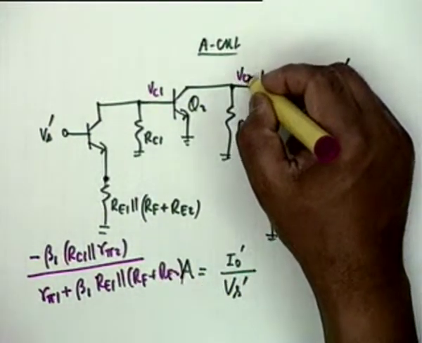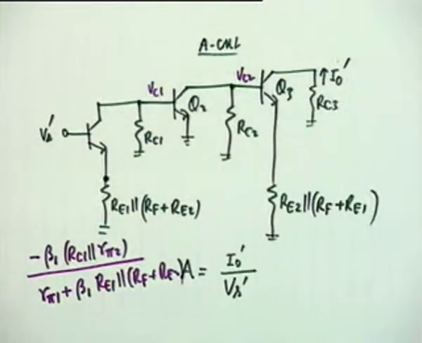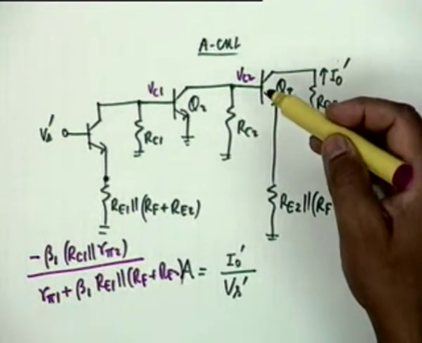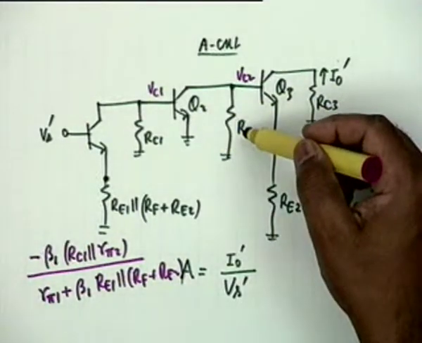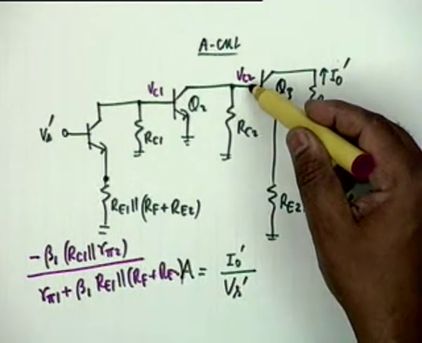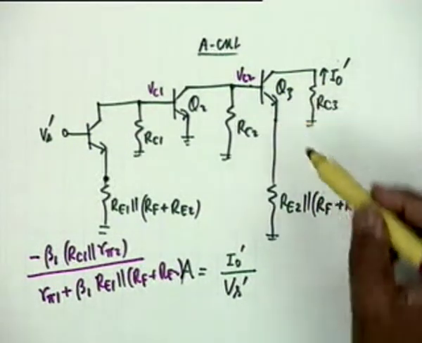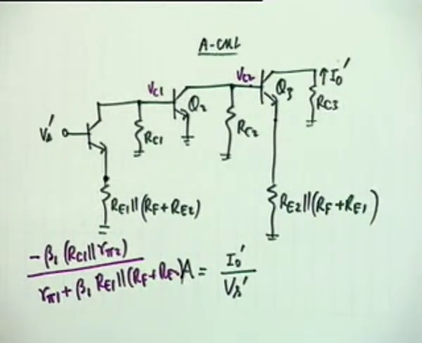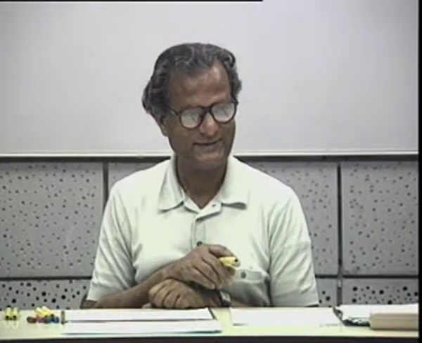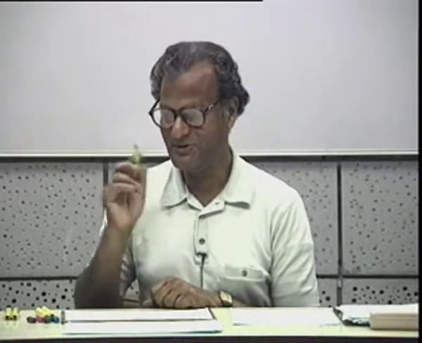Gain of the second stage, if I calculate Vc2 by Vc1, the effective load, the gain would be minus Gm2 multiplied by Rc2 parallel R pi 3 plus beta 3 plus 1 multiplied by this. Is that clear? You should be able to do this by inspection. That is the sure test of a student who has graduated through SCDS 204. Okay, you should be able to do it by inspection.